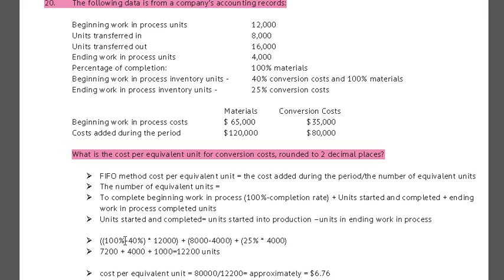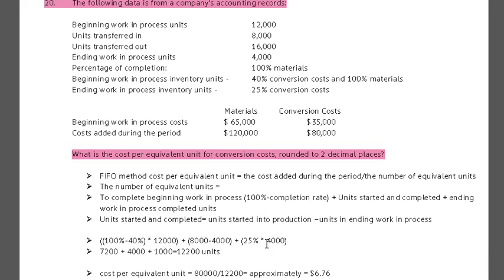So 100% minus 40%. It states beginning work in process was 40% conversion cost. So we have to take the amount subtracted from 100%, so we actually would have 60%. So our beginning work in progress units, 12,000, we multiply that by 60%. And then we're going to calculate our ending. We have units transferred in minus ending work in process, which would be 4,000.